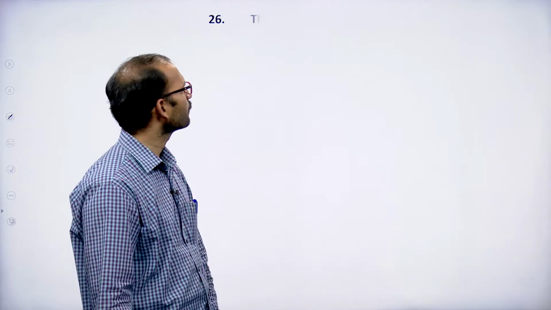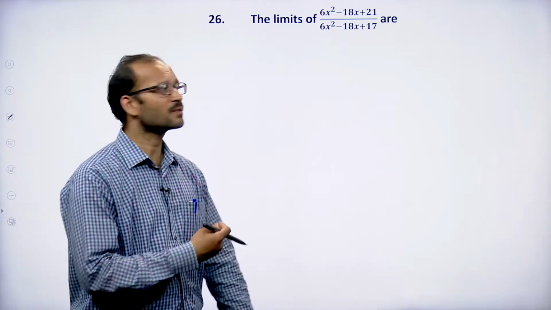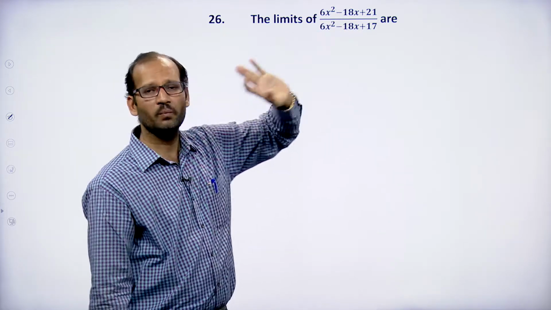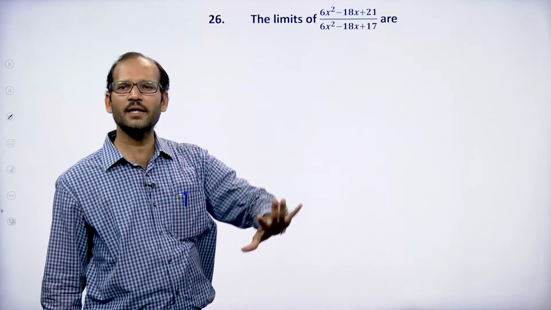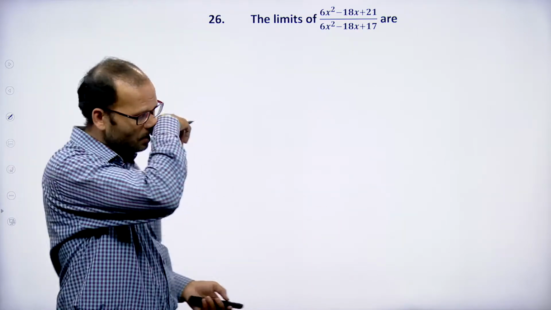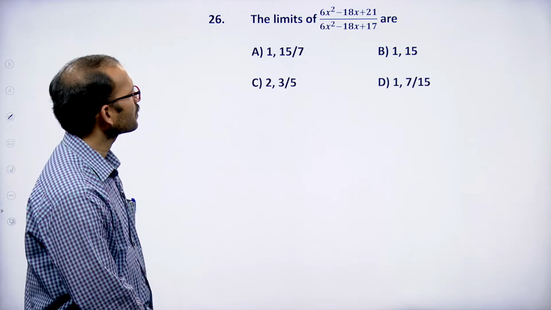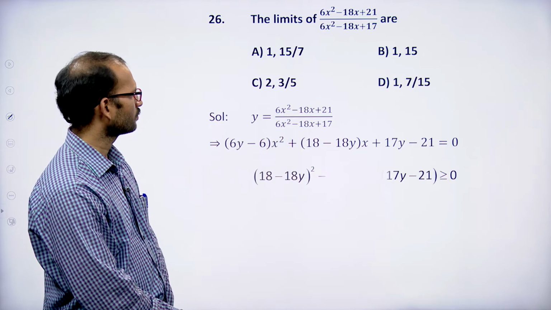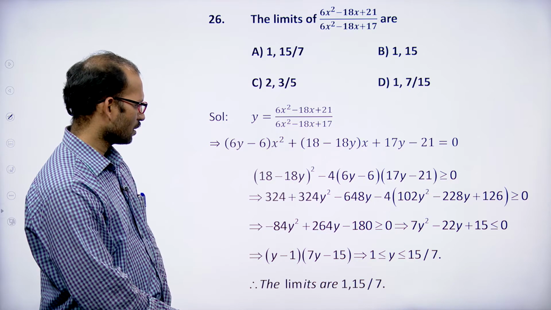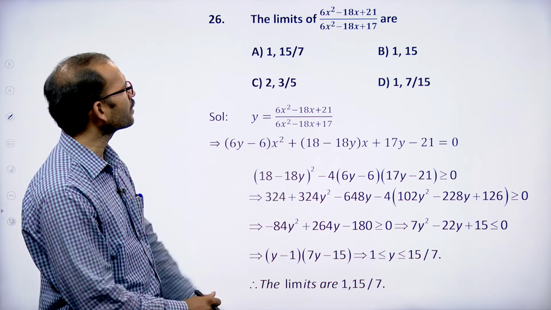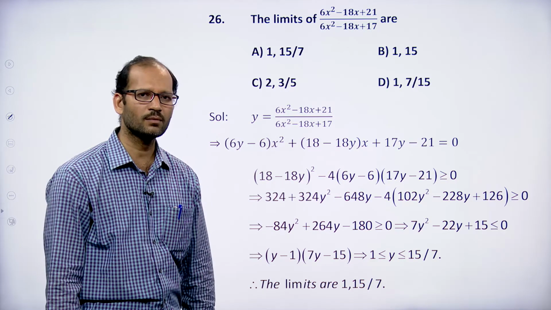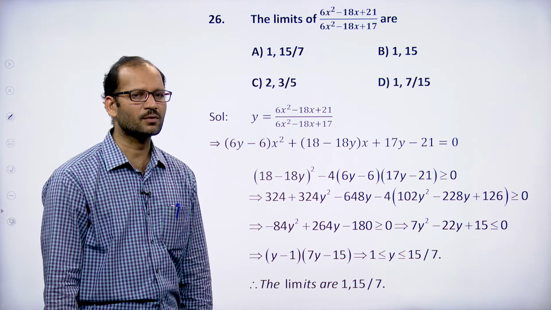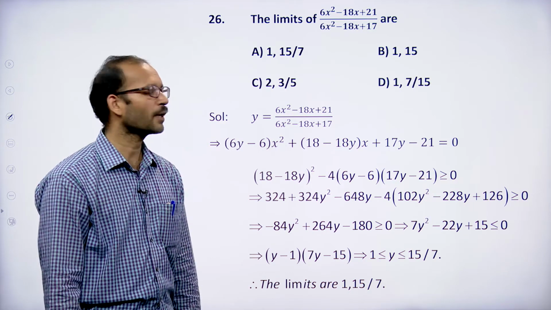Is it okay? Right. The limits of, again the same: the x² coefficient and x coefficient are the same, but the constant is different. So again we need to take this as y and proceed. The general method, take this as homework. Please note down the question and answer also. The limits are 1 and 15/7, the first option is my answer. Solve on your own. You should practice these questions.